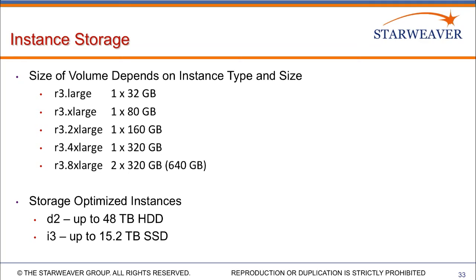There are two instance types that are optimized for local instance storage. They're called the Ds and Is. The Ds come with hard disk based local instance storage, and the Is come with SSD instance storage. And depending upon the size, those could go all the way up to 48 terabytes of local instance storage.